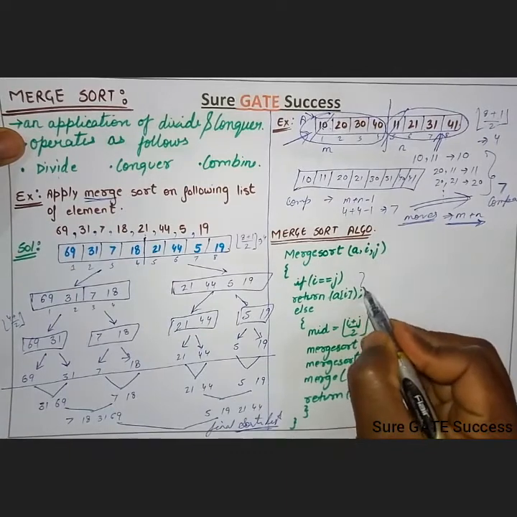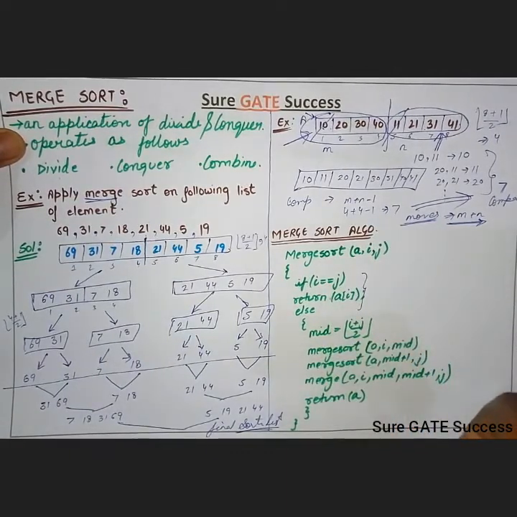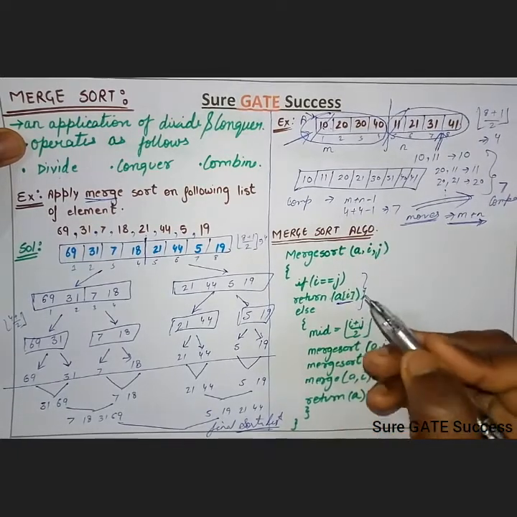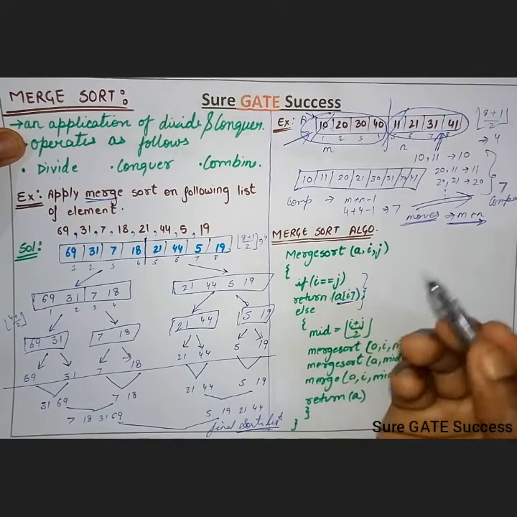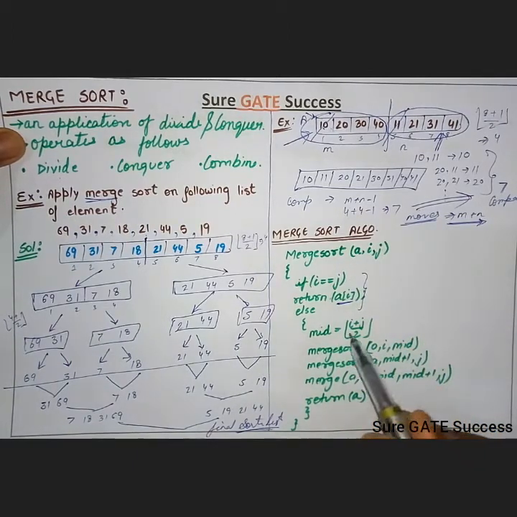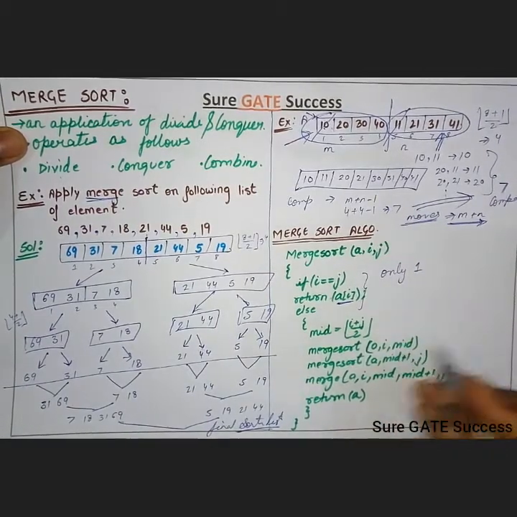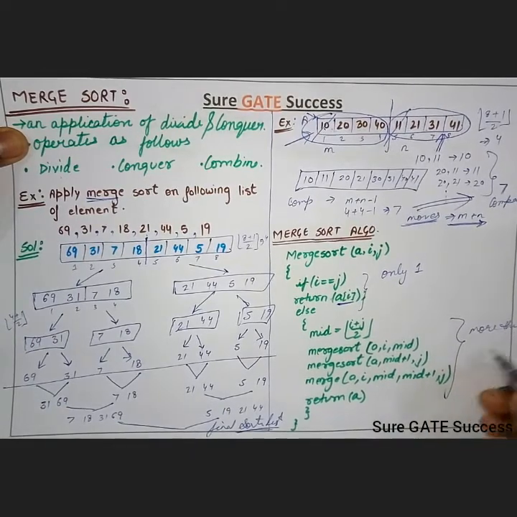This case is for small, because if i is equal to j, that means there is only one element, so do nothing, just return that value and it will be the answer. This one is for only one element and this one is for more than one.